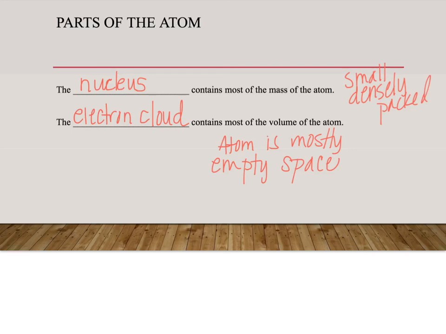So to wrap up, we just want to make sure that you understand that the nucleus contains most of the mass of the atom. Remember, it is small and densely packed. And the electron cloud contains most of the volume of the atom. So I want you to remember that an atom is mostly empty space with a very small, densely packed nucleus in the middle. Most of the mass comes from the nucleus, and most of the volume comes from the electron cloud.